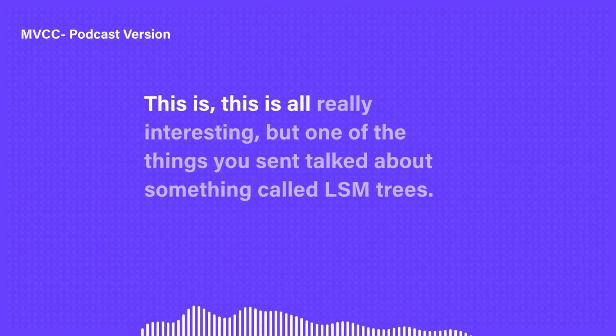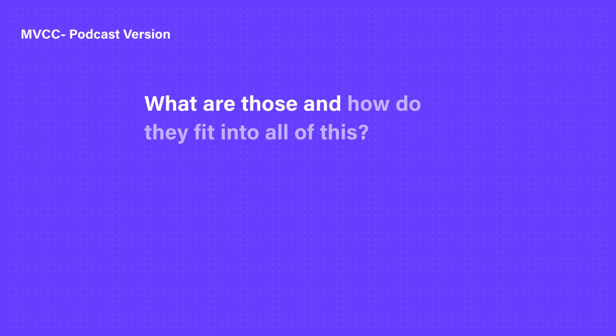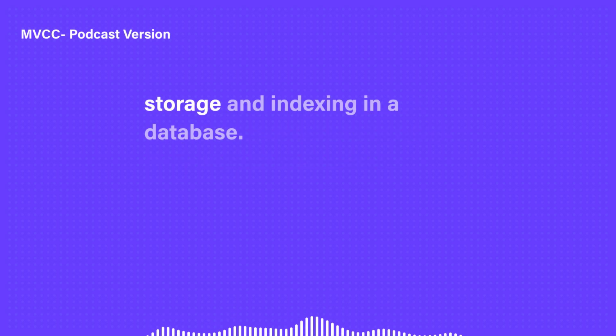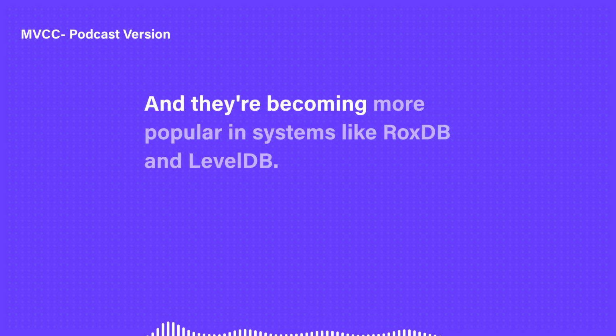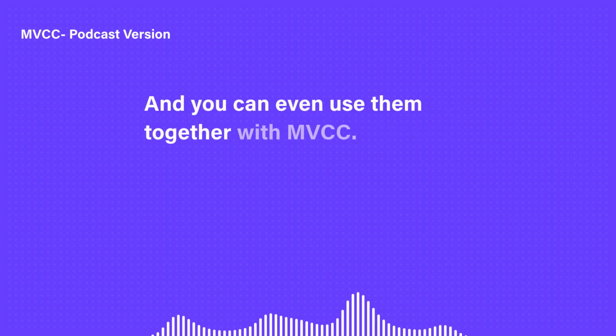This is all really interesting, but one of the things you talked about was something called LSM trees. What are those, and how do they fit into all of this? LSM trees, or log-structured merge trees, are another really cool way to handle data storage and indexing in a database. They're especially good when you have a lot of writes happening, and they're becoming more popular in systems like RocksDB and LevelDB.